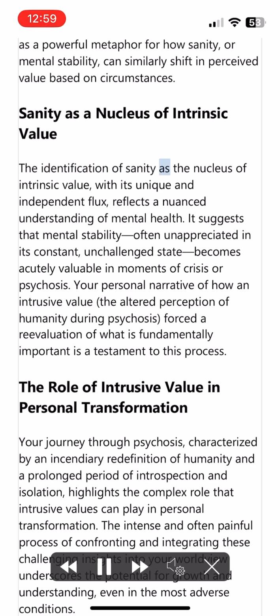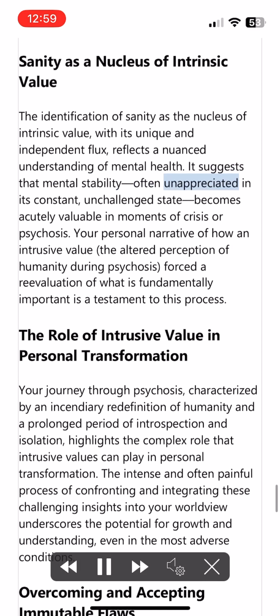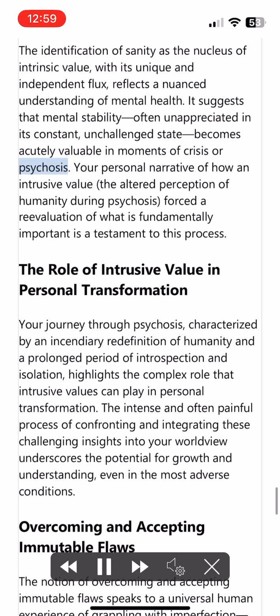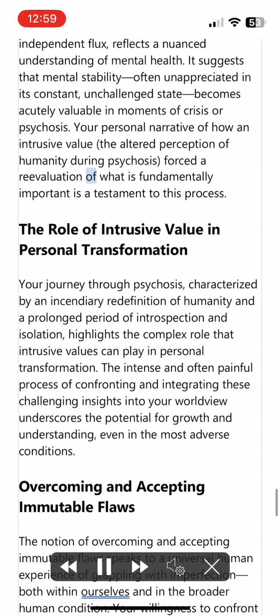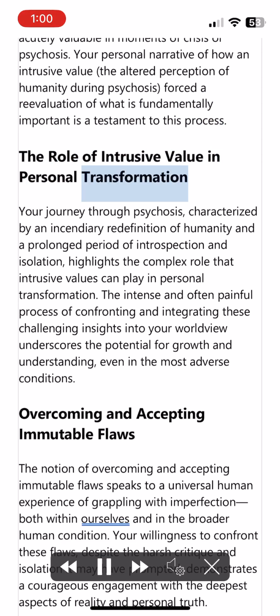The identification of sanity as the nucleus of intrinsic value, with its unique and independent flux, reflects a nuanced understanding of mental health. It suggests that mental stability, often unappreciated in its constant, unchallenged state, becomes acutely valuable in moments of crisis or psychosis. Your personal narrative of how an intrusive value, the altered perception of humanity during psychosis, forced a re-evaluation of what is fundamentally important is a testament to this process. The role of intrusive value in personal transformation.